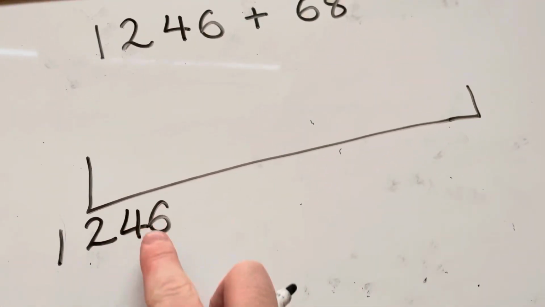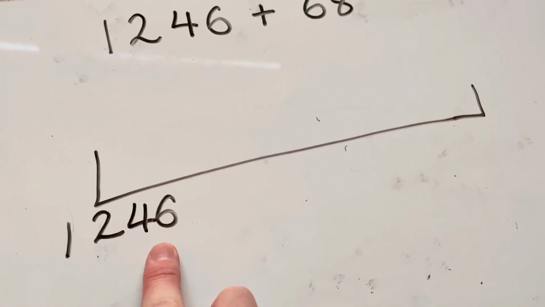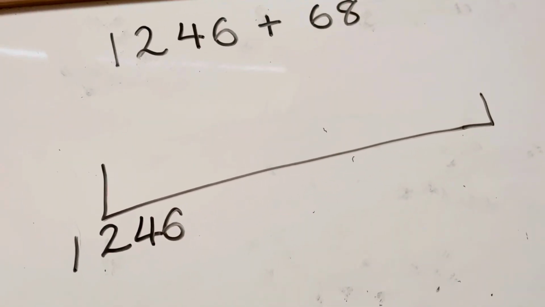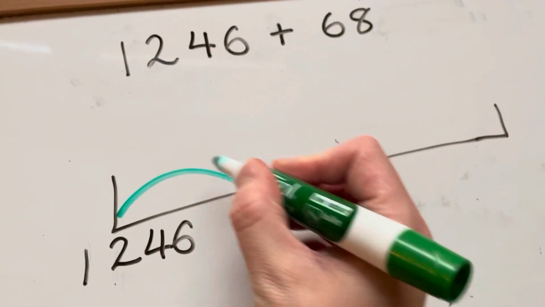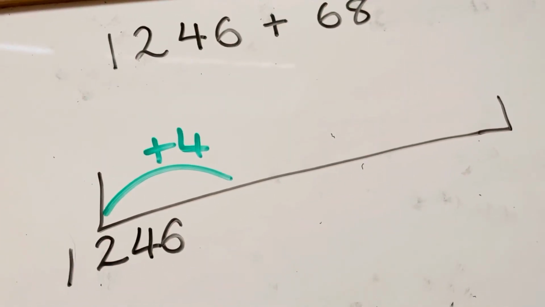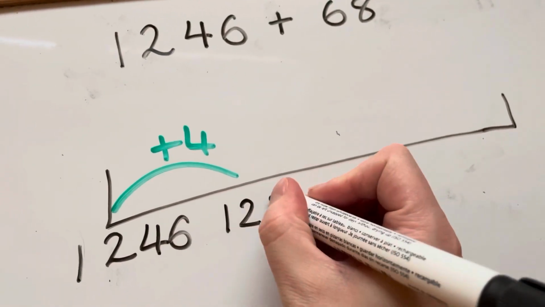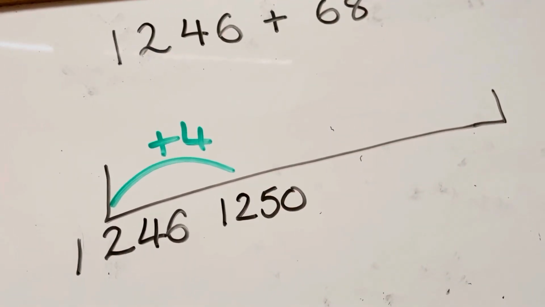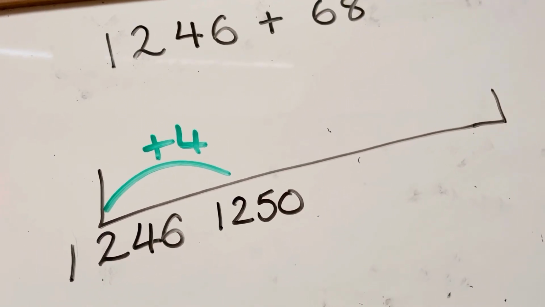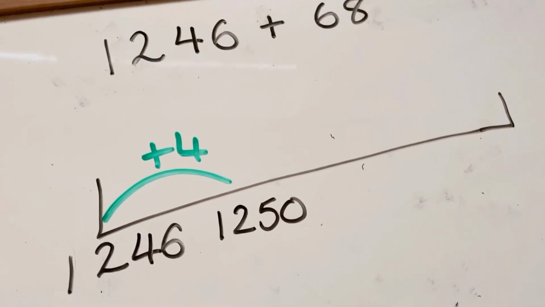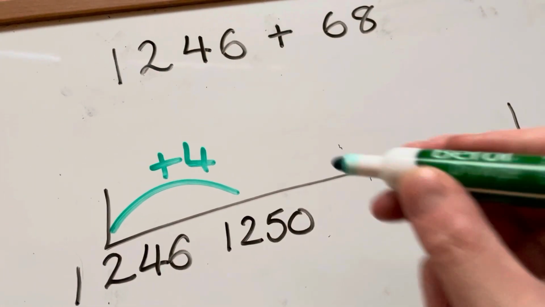1,246. First thoughts, this ends in a 6, not a friendly number. I'm going to get rid of that first of all. That's my first thought. I'm going to add 4 to take me to 1,250. A bit better. That leaves me with 64 left to add. I'm going to add 50 next. I've got enough to do that.